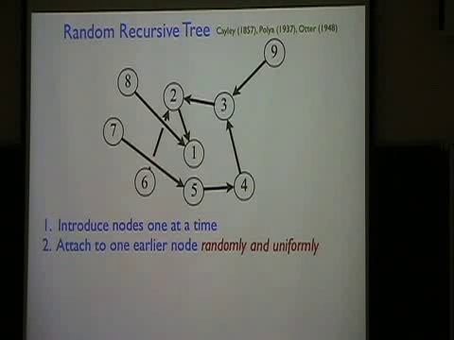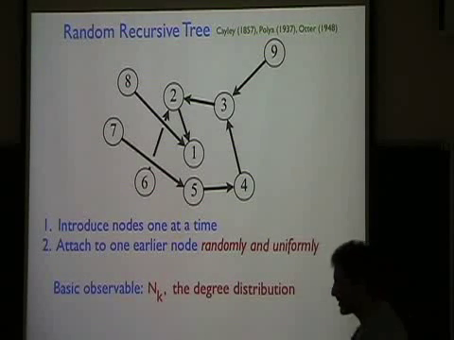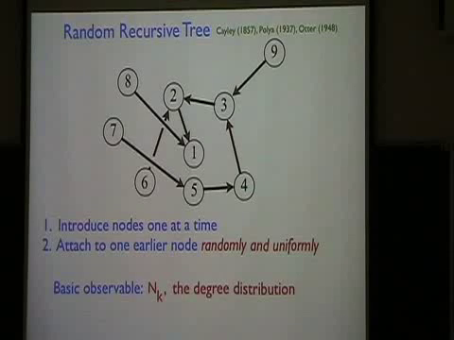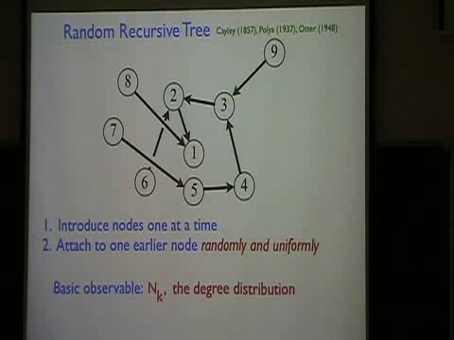And I'd like to now analyze the structure of this random recursive tree. The basic observable that I want to focus on, and which was also the focus of so much attention in all the scale-free networks, the Barabási-Albert model, and so on, is the degree distribution, which is the number of nodes of a given degree. So here we have a node of degree 3, here's another one of degree 3, here's one of degree 2, here's one of degree 1, and we just want to count the full degree distribution. So this is the quantity that I'd like to solve for.